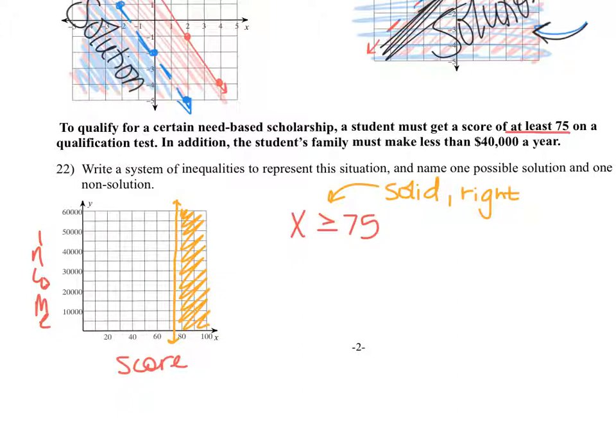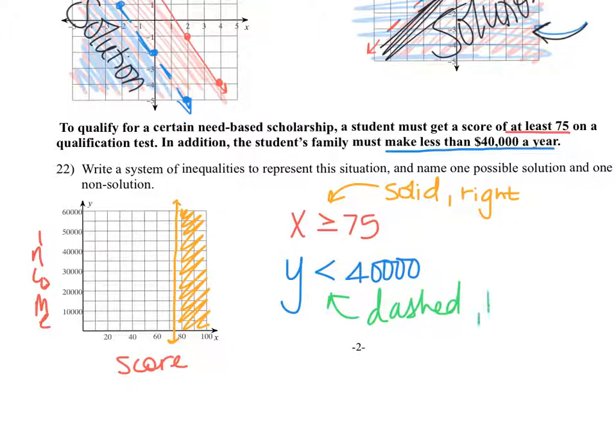Okay, now on the second equation, it says the family must make less than $40,000 a year. So that's the income, that's how much they make, y, is less than $40,000 a year. All right, so if I go back and make notes to myself, this is dashed and below. So now I'm just trying to graph that line. It's a y equals line, so I'm going to go through 40 on the y-axis, but I want to make it dashed. And I need to shade below.